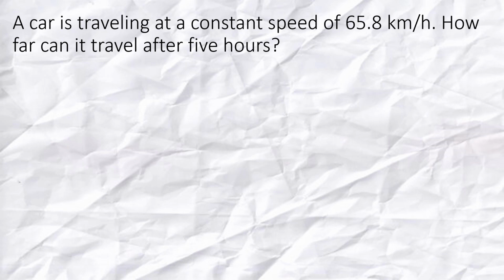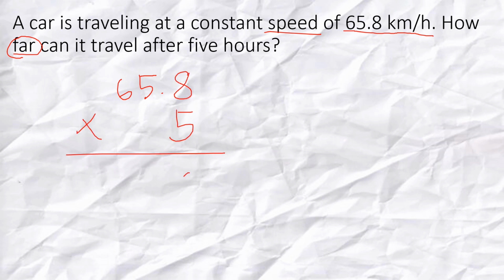Next, let us have a problem solving. A car is traveling at a constant speed of 65.8 kilometers per hour. How far, so we're looking for the distance, can it travel after 5 hours? So in order for us to know the distance traveled by the car after 5 hours, we simply multiply 65.8 by 5. So 5 times 8 is 40, regroup 4, 5 times 5 is 25, plus 4 is 29, 5 times 6 is 30, plus 2 is 32.